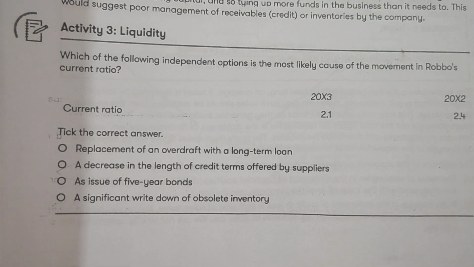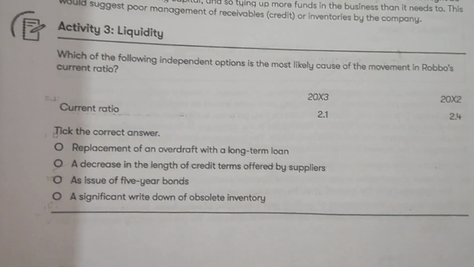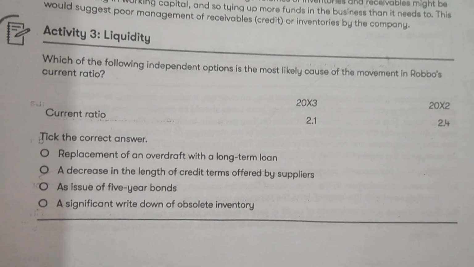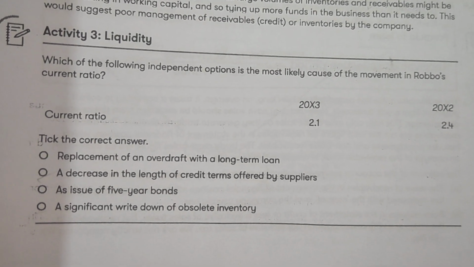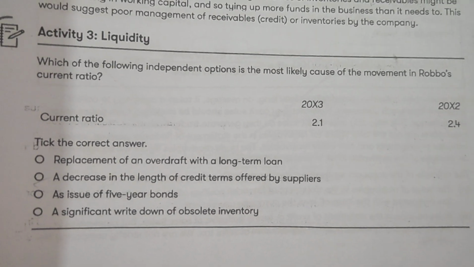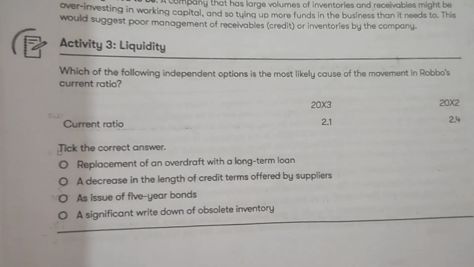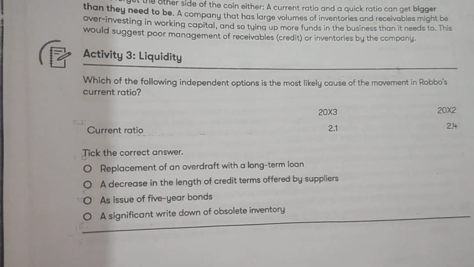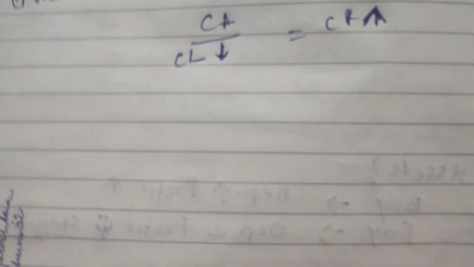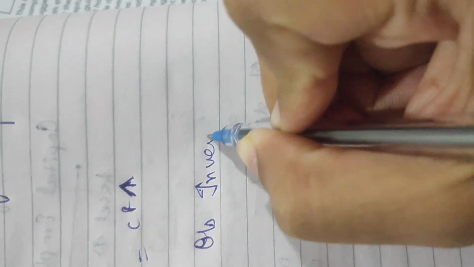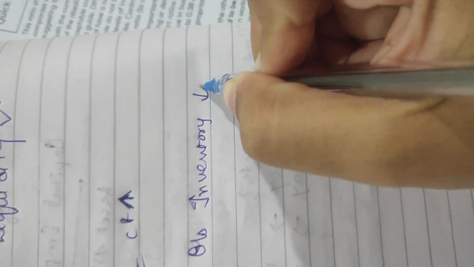A significant write down of obsolete inventory. Now, from before, we have already seen that the first three options are not correct, which means this option is right. But let us see why this option is right. A significant write down of obsolete inventory means that the value of inventory has gone down.